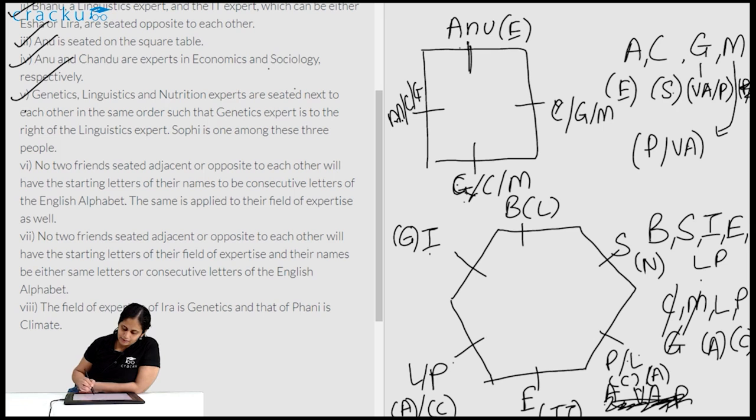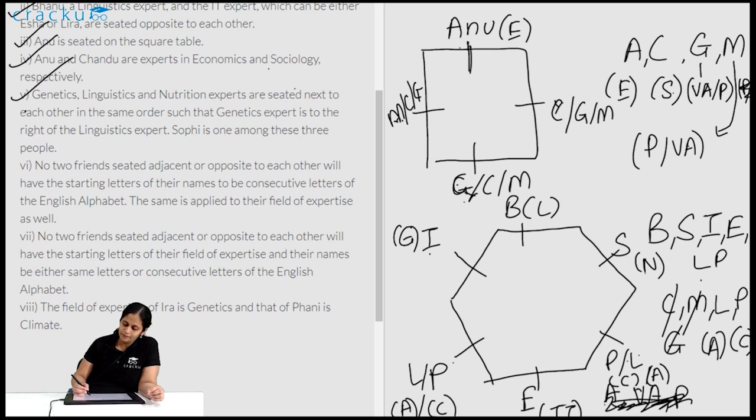Again, S can be opposite L or P, N can be opposite A or C, G can be opposite P, I can be opposite P or L, G can be opposite C or A. So this is no longer helping me reduce the number of options. Again, E, S, B, A and P are completely different from each other, far away from each other. So it's not removing any options. None of these letters are actually adjacent to each other.